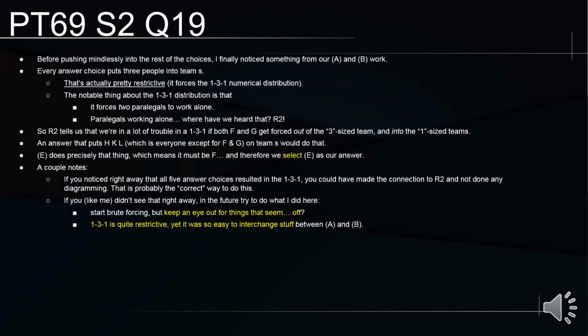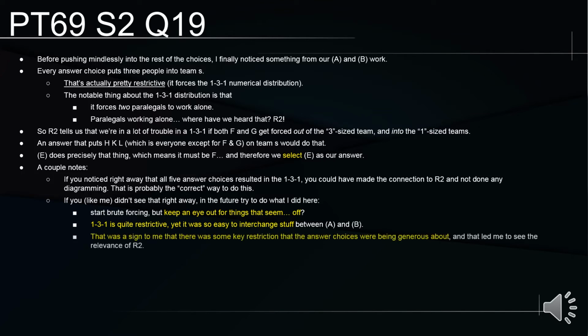1-3-1 felt restrictive. It felt like it gave me a lot of certainty, but at the same time there was still a lot of uncertainty in there, oddly enough. That was a sign to me that there's some key restriction that the answer choices weren't really touching, that there's something else going on, that an answer choice focused entirely on Team S wasn't really flagging. And that's what led me to look outside of the S column, and I looked at R and T, and I noticed that whoever is in R has to be alone, and whoever is in T has to be alone. And that's what got me to think, oh, so that means 2 paralegals have to be alone. Where have I heard something about people working alone? Rule 2.